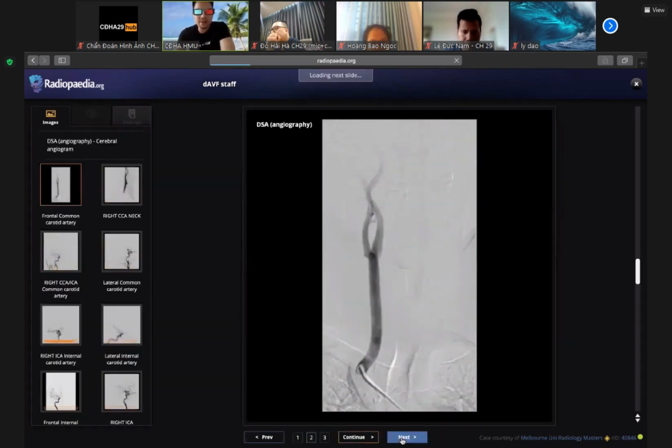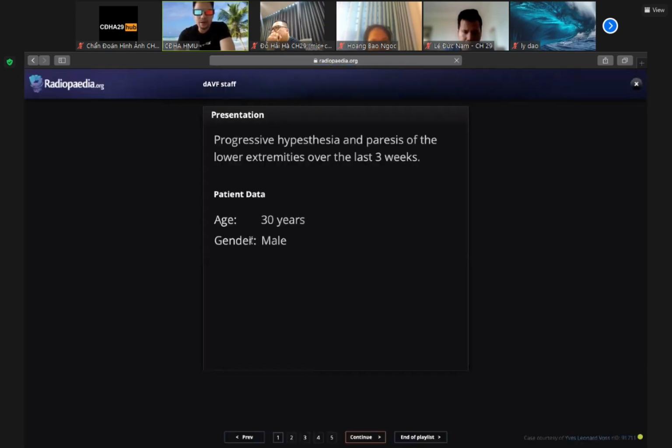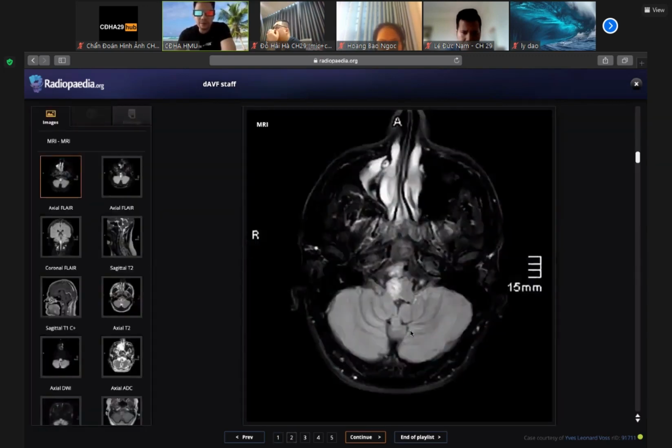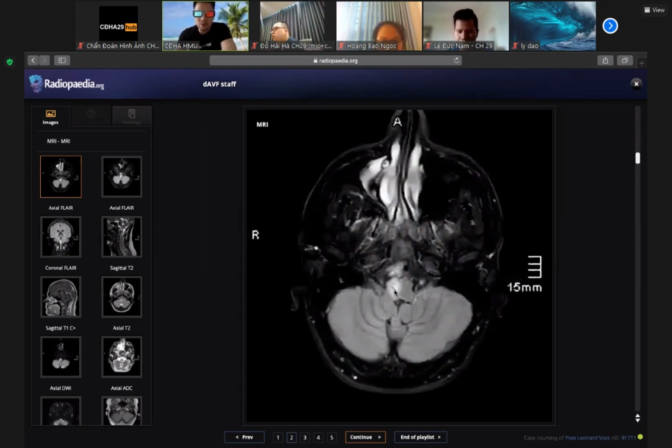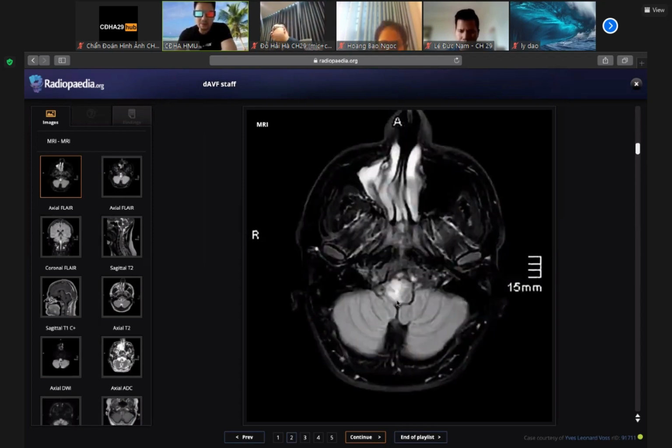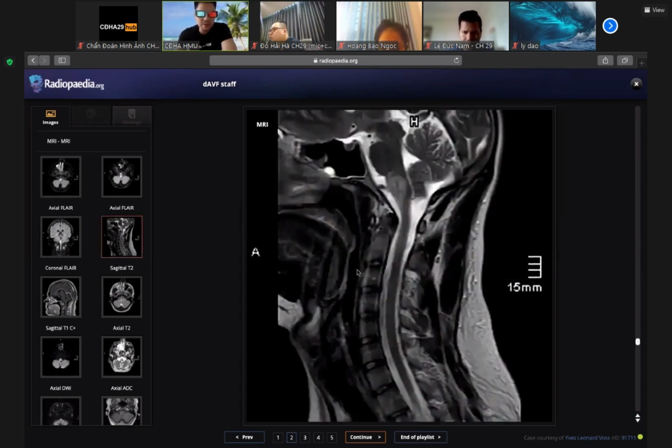And on the last case, let's see what we have. We have a 30-year-old male patient with progressive hyperplasia and paralysis of the lower extremity over the last 3 weeks. And on the MRI, we see the hyperintensity at the medullary cervical junction. The hyperintensity on this area, on the medullary cervical junction.